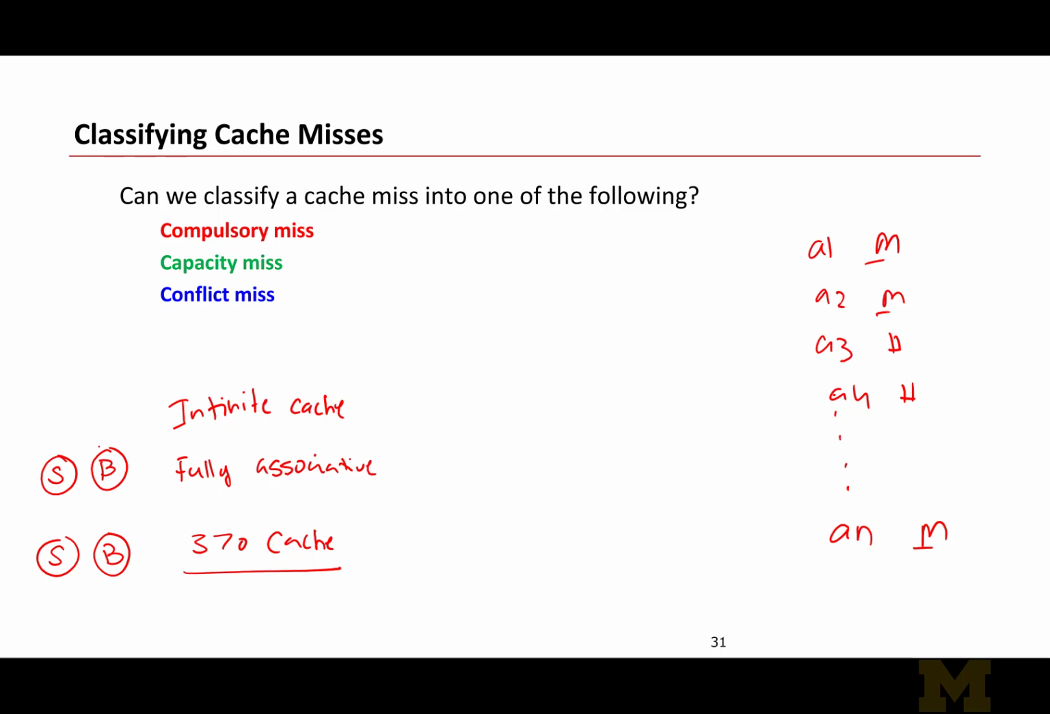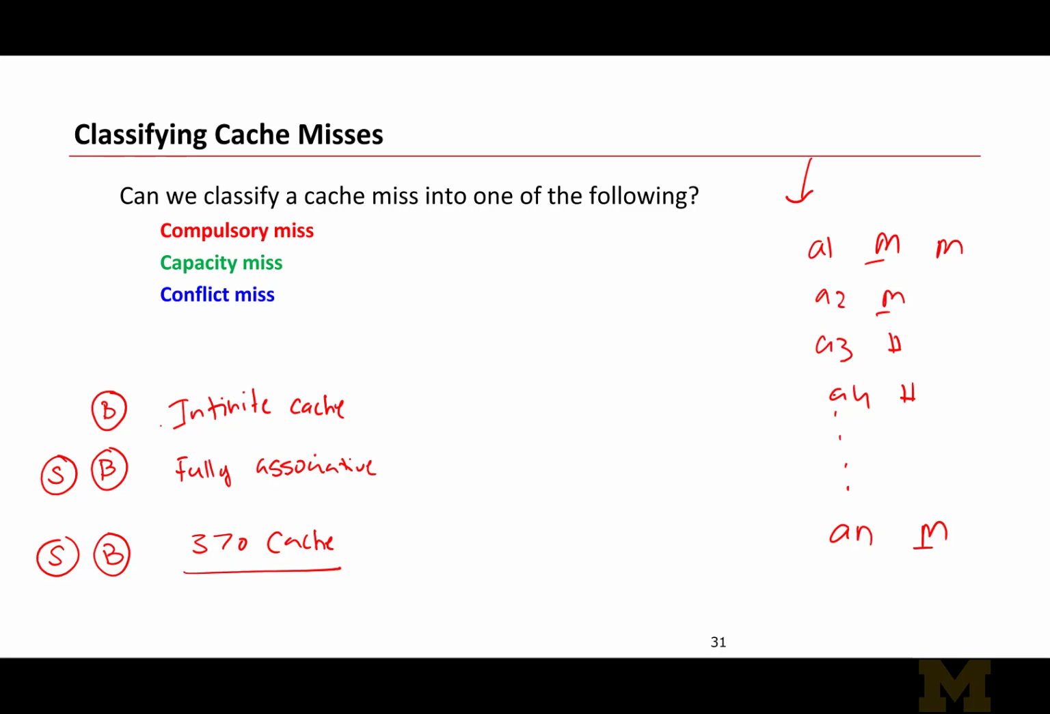For the infinite cache, again the block size should be B, but obviously it's an infinite cache, so there is no size restriction. Okay, so I would go and simulate these three caches for exactly the same address pattern that we have here, and then observe whether these accesses are going to be hits or misses. And let's say I observe that the access to the address A1 is a miss in the infinite cache.